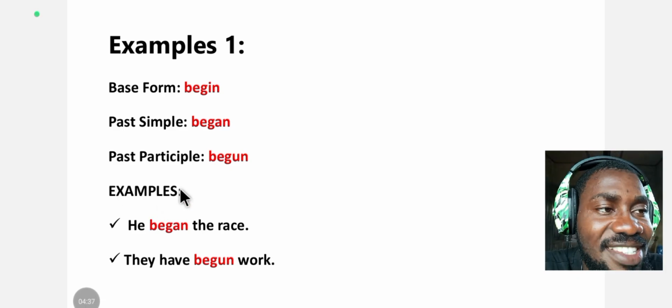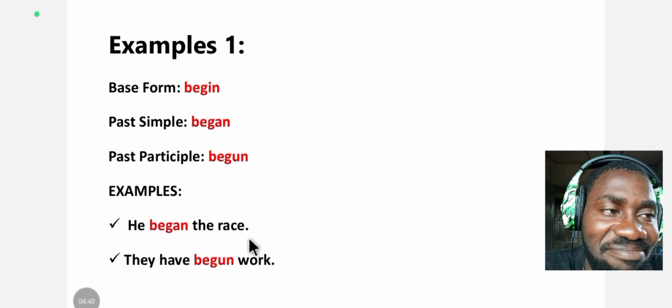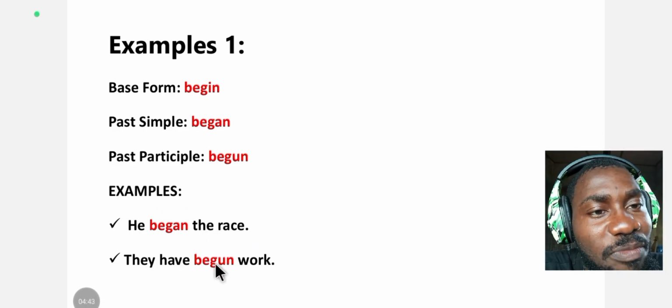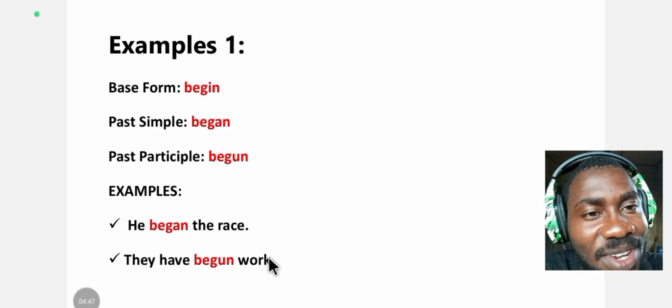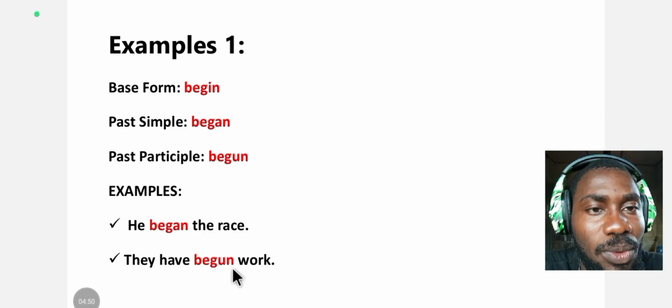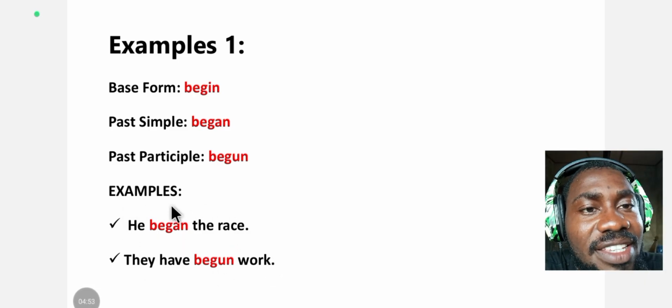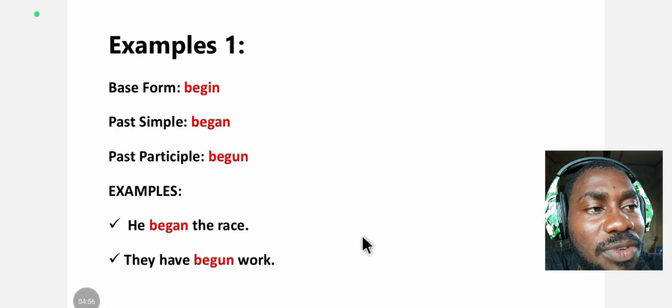Let's use it in a sentence. He began the race. They have begun work. So this sentence is in the past participle, while the first sentence here is in the past tense. Let's look at further examples.